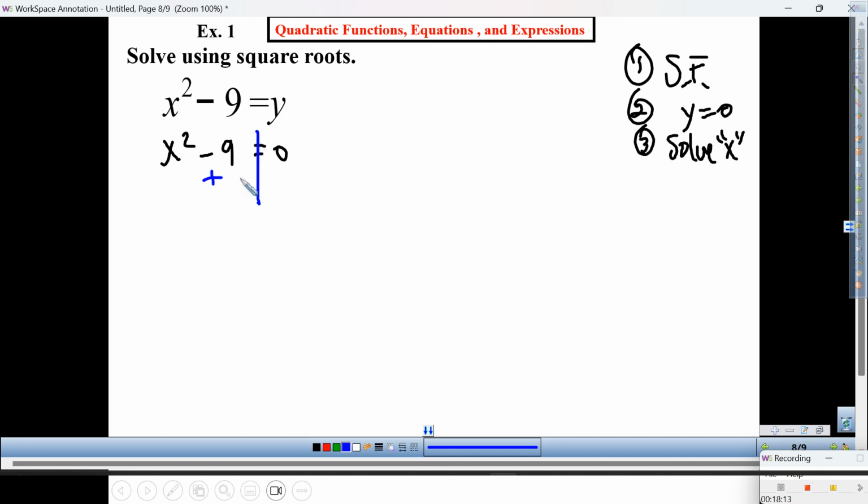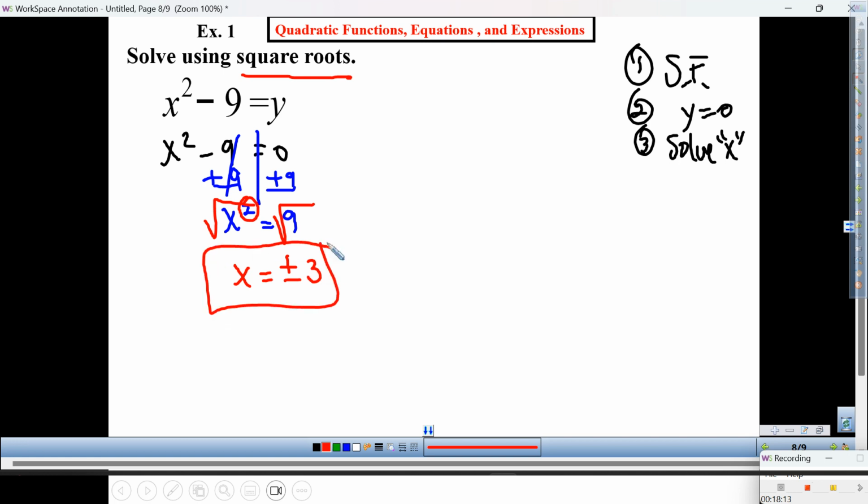Plus 9. X squared equals 9. Am I done? No, we need to solve for x. How can I get rid of this squared? Square root. Whatever I do to one side, I do to the other. That's why this is called using what? Square roots. So therefore, x equals plus minus 3. Copy that, please.